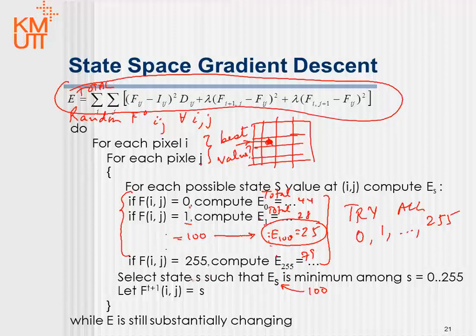So basically after we try all possible states, we choose the state with the minimum energy among all the possible states. And we let that Fij for the next iteration be equal to that value. In this example, it would be 100 because 100 has the minimum energy. So for this ij we're going to change the value to 100 right here. Okay? Because we tried all possibilities and we found that 100 is the best value.